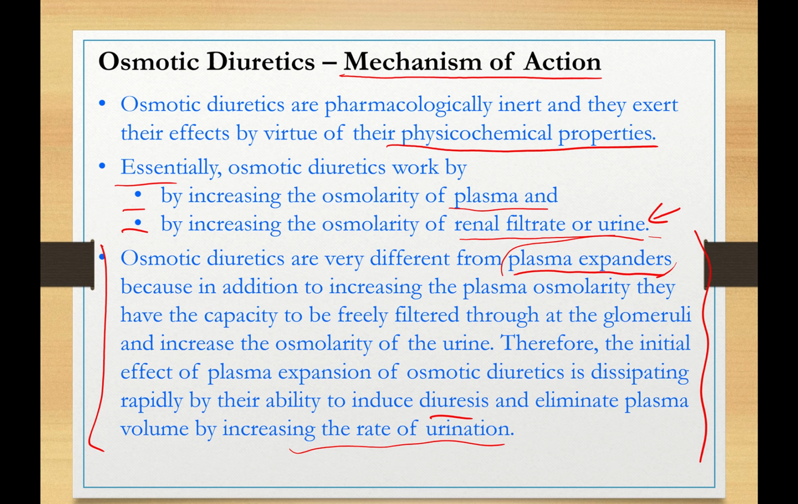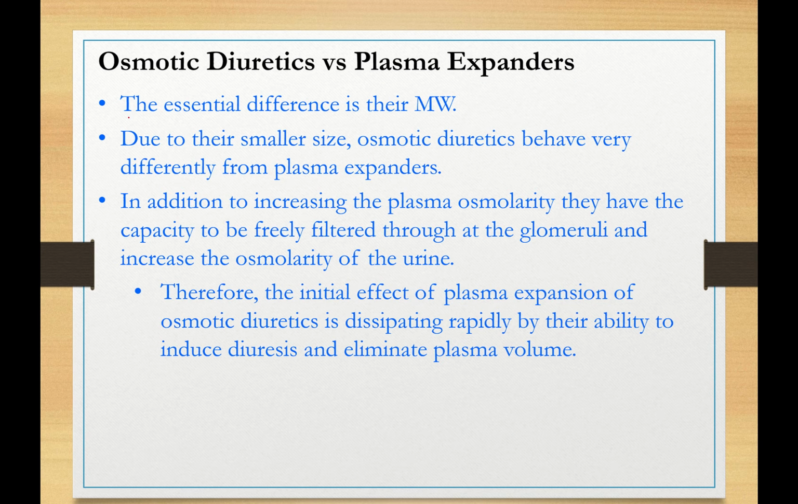All of these important points are mentioned nicely in this paragraph over here. Again, the essential difference from plasma expanders is the low molecular weight. Because of their low molecular weight, they are able to be freely filtered into the renal tubules, and they drag the water that they sorbed from the plasma into the urine, and they increase the rate of urination, thereby increasing the rate of water removal from our body.